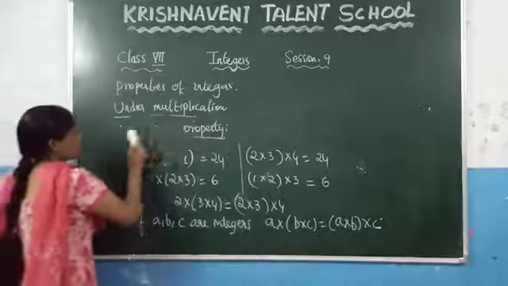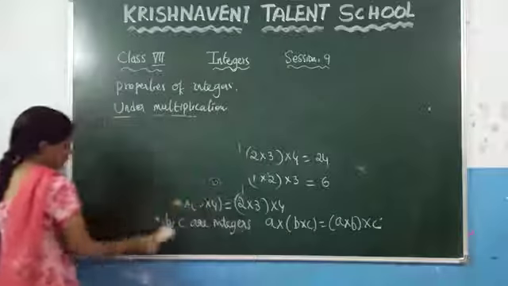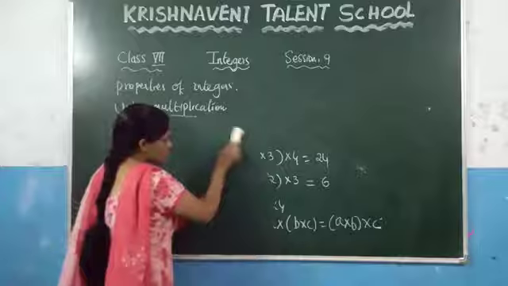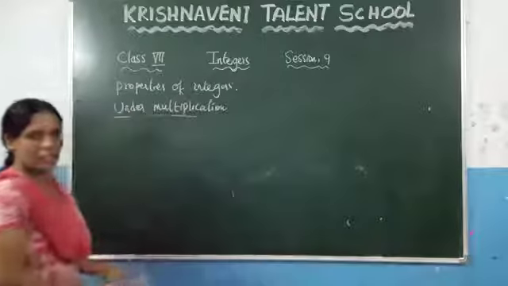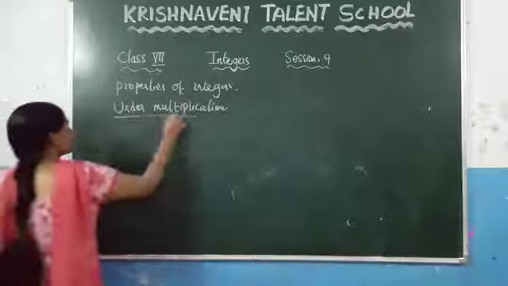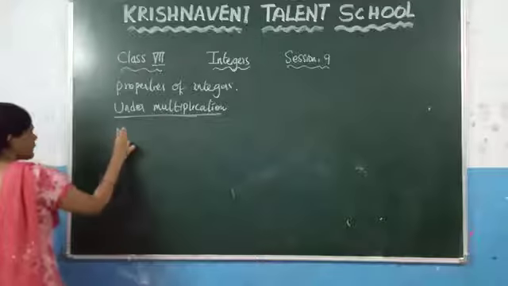Next, the property is multiplicative identity. Before, we discussed the additive identity. What is the additive identity? 0 is the additive identity. Now let us discuss the multiplicative identity.